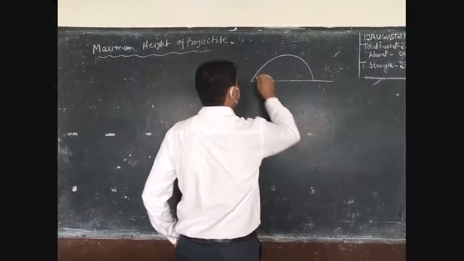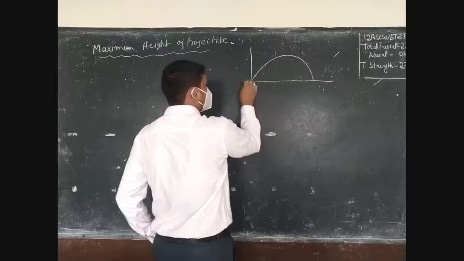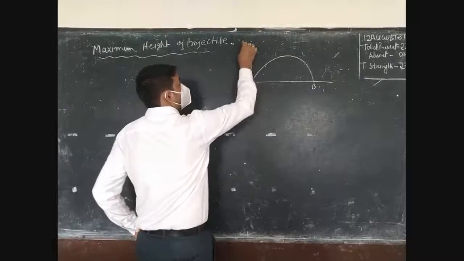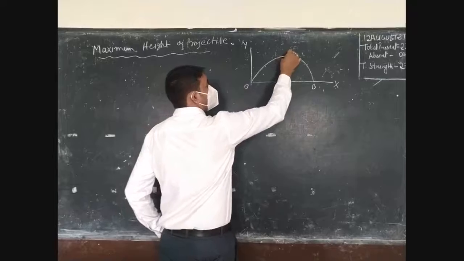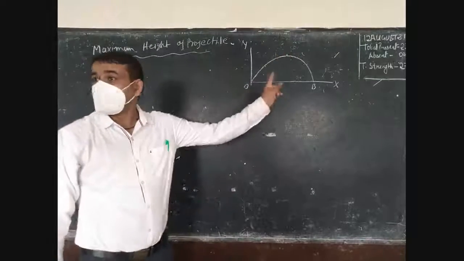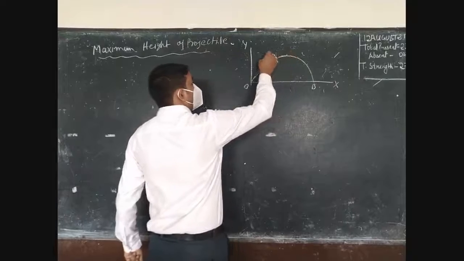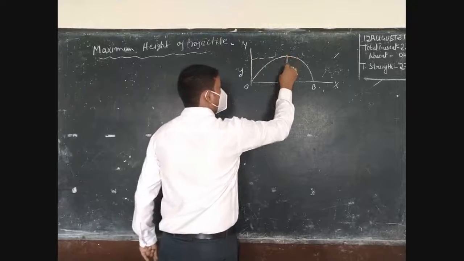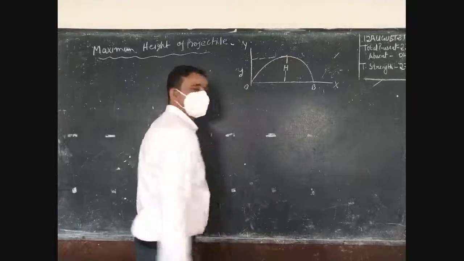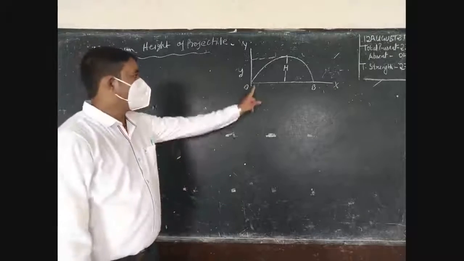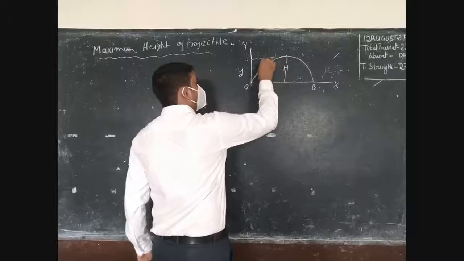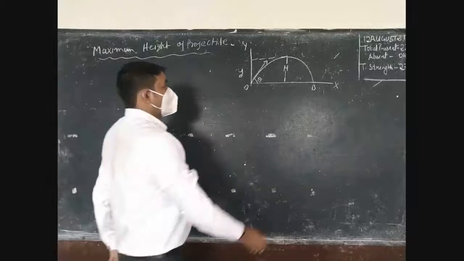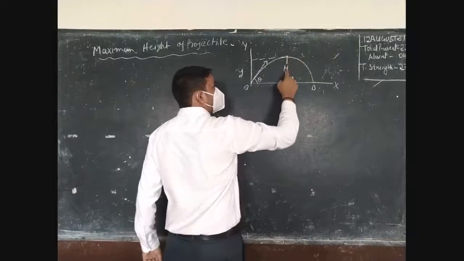This is the projectile. This is point of origin O and B. This is y-axis, x-axis. This is the maximum point or maximum highest point, which is equal to y, and this is the maximum height gained by the projectile with the initial velocity u and with an initial angle theta. Okay, now we need to calculate this height.